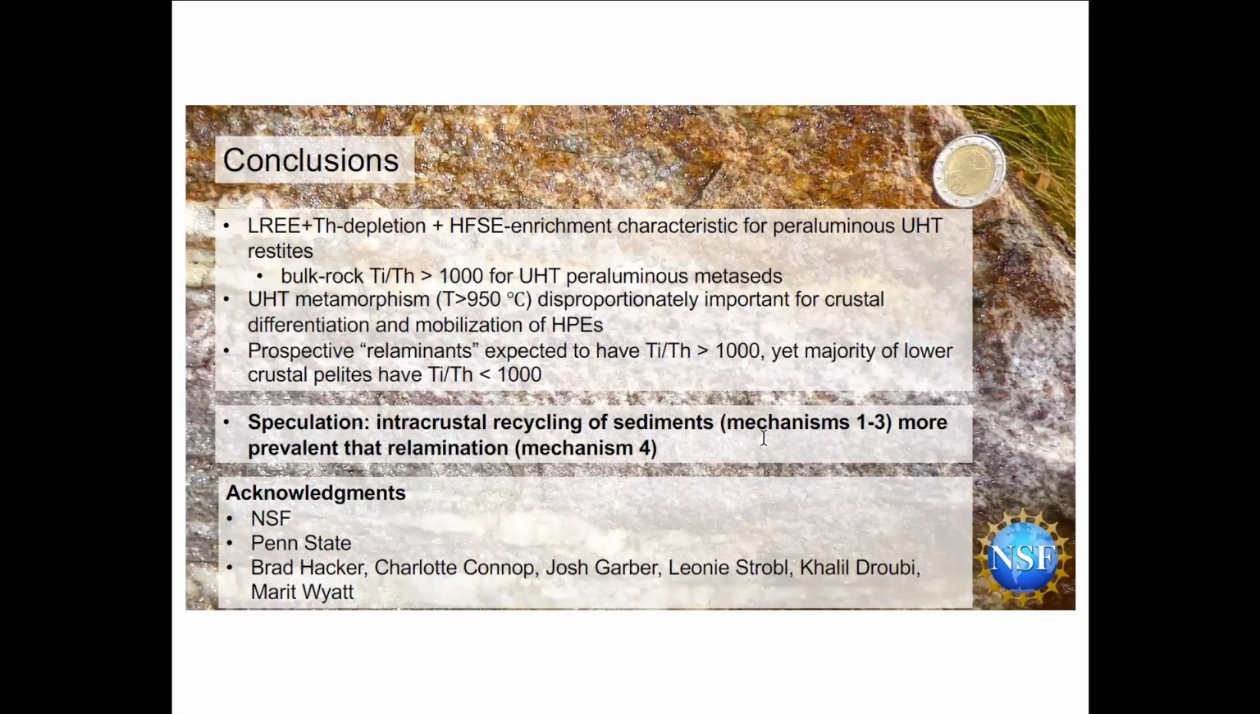Okay, conclusions. So monazite dissolution and enrichment in the high field strength elements seems to be characteristic for peraluminous UHT restites. High bulk rock titanium-thorium, over 1,000, for UHT peraluminous metasediments. It's disproportionately important for the mobilization of heat-producing elements, which can have long-lasting implications for the thermal structure of the crust. Prospective relaminants are expected to have high titanium-thorium, yet the majority of xenoliths and exhumed lower crustal terranes have low titanium-thorium.